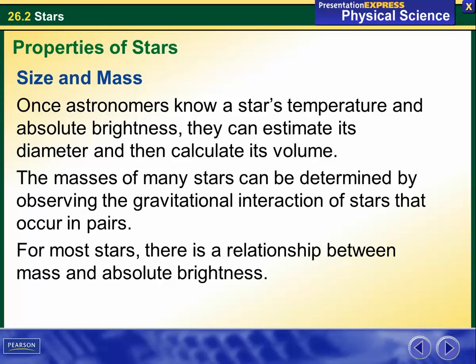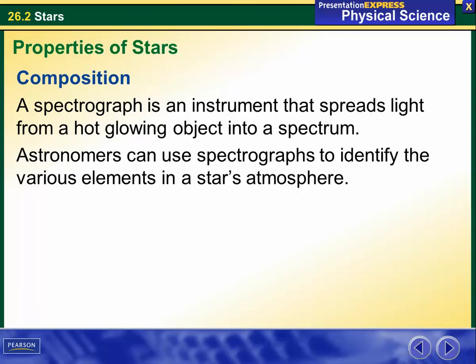The masses of many stars can be determined by observing the gravitational interaction of stars that occur in pairs. Again, we can see how sometimes they almost rotate around one another, and see the interactions they have with objects around them to determine how large they actually are. For most stars, there is a relationship between mass and absolute brightness, so the size will affect its absolute brightness.